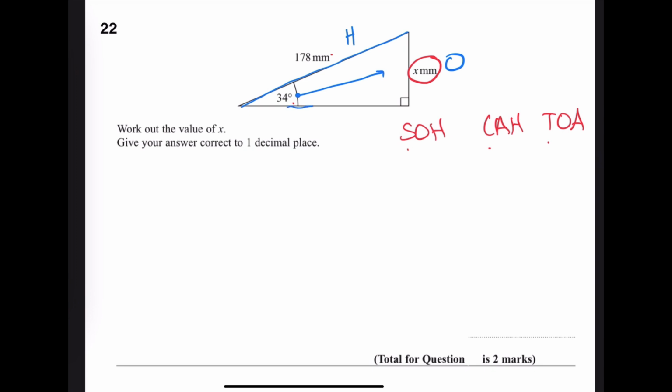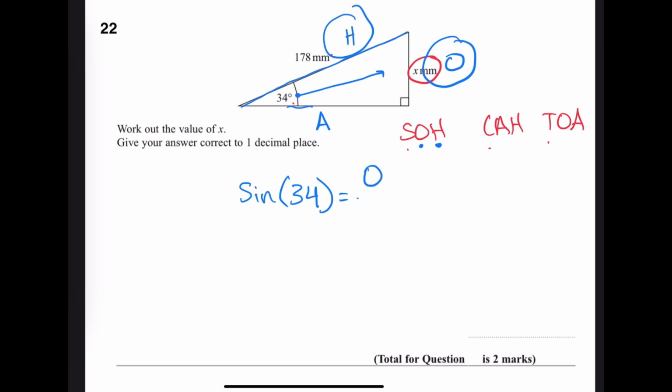And whatever is just right next to it, this is the adjacent. So here we can see we have the hypotenuse, and we are trying to find the opposite. So we have O and H, so we are going to use sin. So we have the angle, which goes with sin, so that's 34. We want the opposite, so we'll just leave it as O, and we have the hypotenuse, so it's 178.